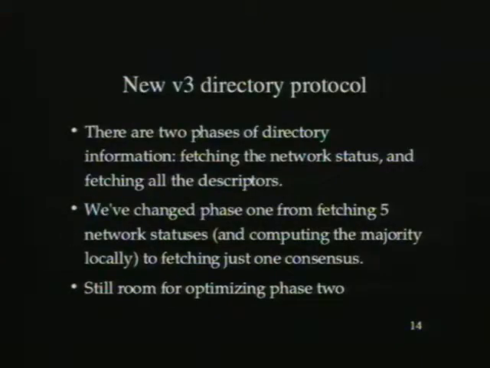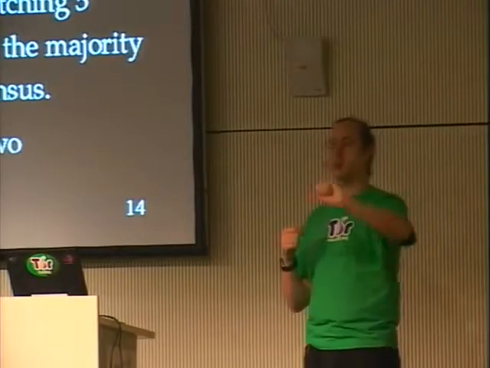Okay, so what have we been up to? There are a bunch of different interesting things that we've done over the past year. One of them is a new version 3 directory protocol. So right now there are sort of two phases for how Tor clients learn about what the servers are. The first phase is that they need to get a big list of all the servers that they could use. And we want to make that list as tight as possible. So it's basically a little summary with a few lines for each server.